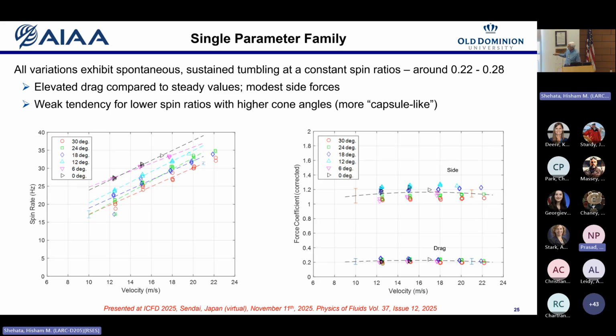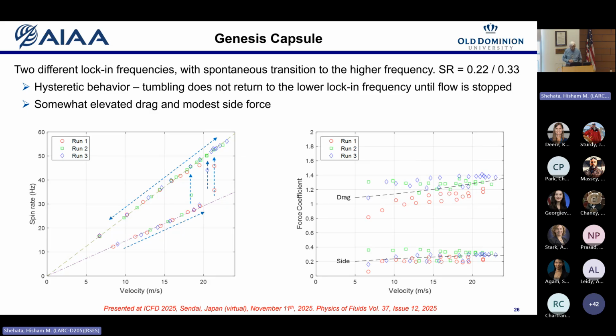This is giving you basically a lift to drag ratio that would then give you the trajectory for range safety kinds of analysis. The lift to drag ratio of what, 0.3 or something. So not so interesting. And then we went on to the Genesis capsule. Then it got even more crazy.